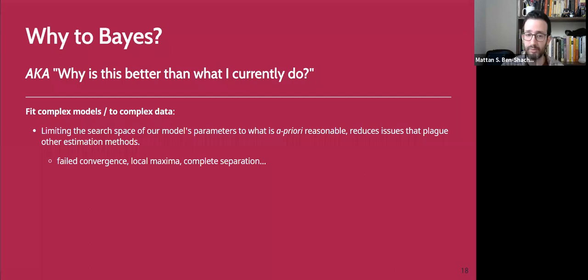We can avoid problems of failed convergence and local maxima or complete separation. And if you've ever come across these terms when running some code or running something in SPSS or however you do your statistics, basically Bayes allows us to circumvent this by using priors to tell our algorithm, tell our model where to search for the result.